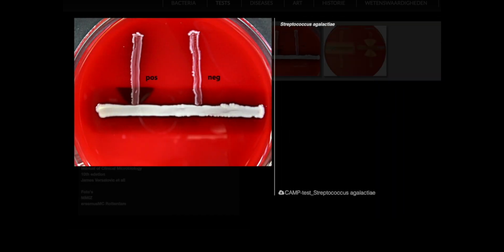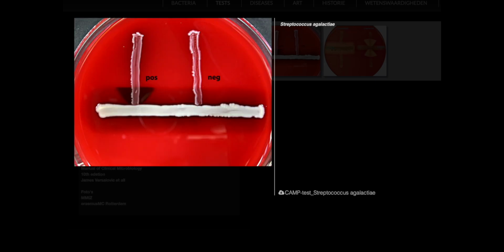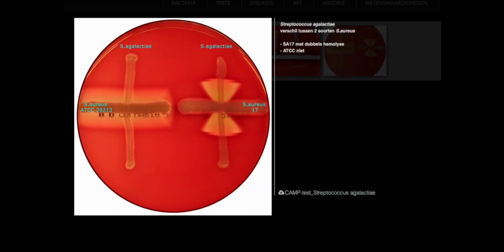The CAMP factor reaction was first described in 1944 by Christie, Atkins, and Munch-Peterson. It refers to the synergistic lysis of erythrocytes by the beta-hemolysin of Staphylococcus aureus and the extracellular CFP protein of Streptococcus agalactiae. This synergistic action is what causes the enhanced hemolysis seen in the CAMP test.